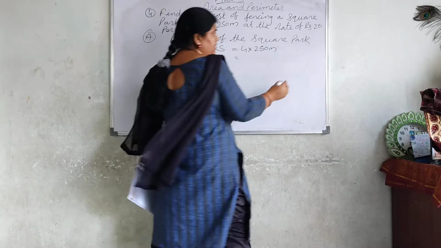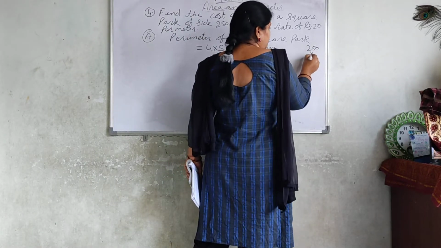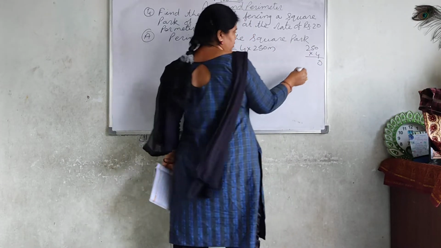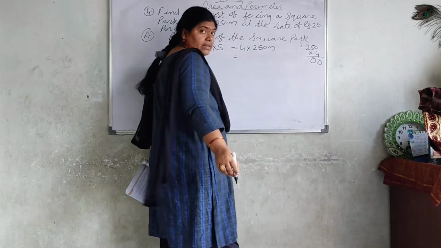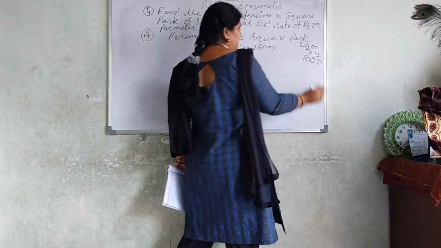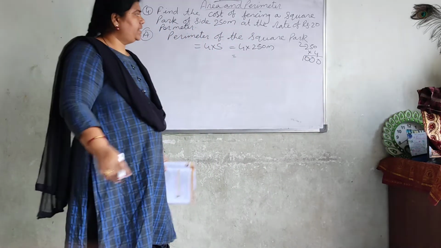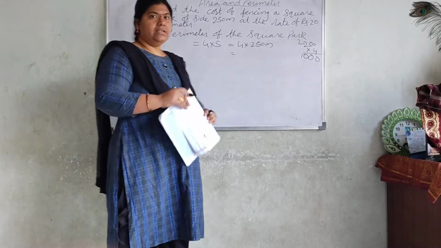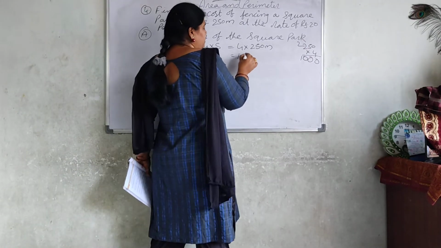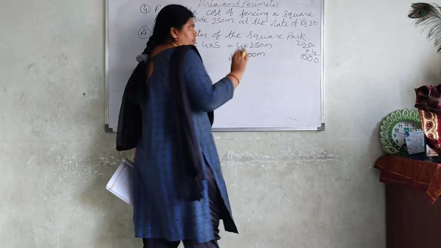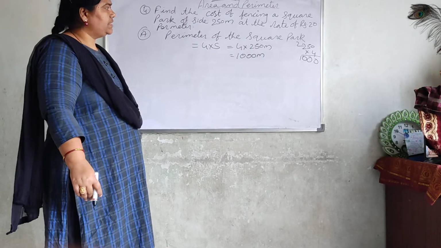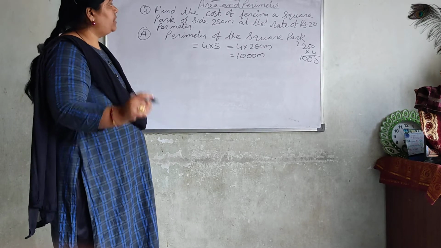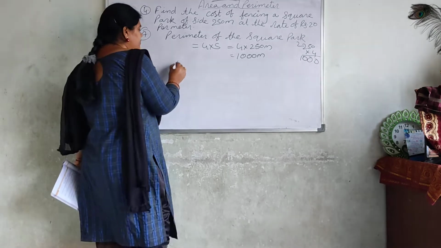We have to multiply. Then come on, 250 into 4. 4 zeros are 0. 4 fives are 20. 4 twos are 8. 8 plus 2, 10. Okay? Got it? So the perimeter of the square field is 1000 meters. Okay? 1000 meters.